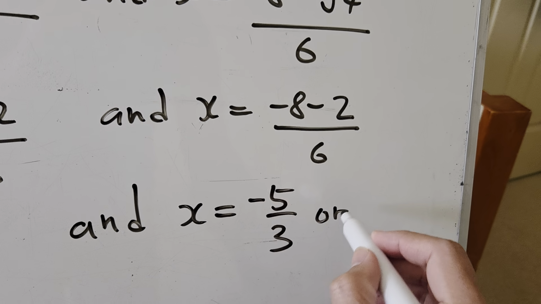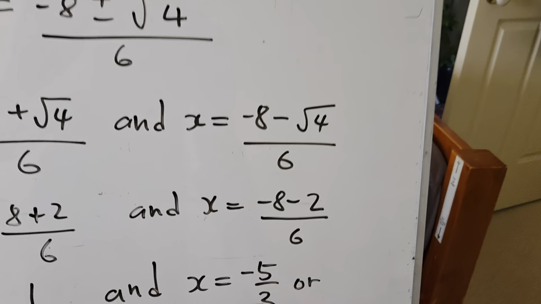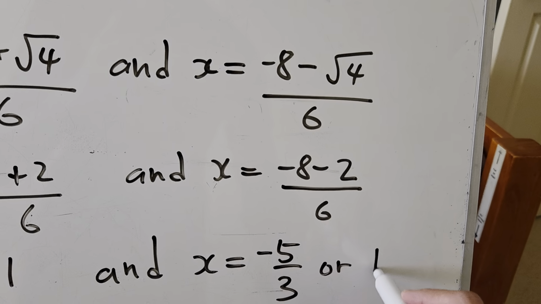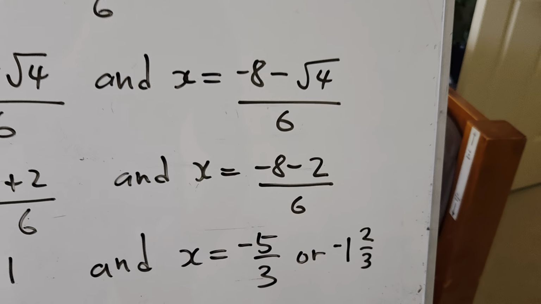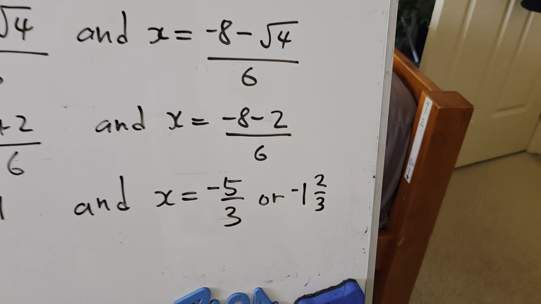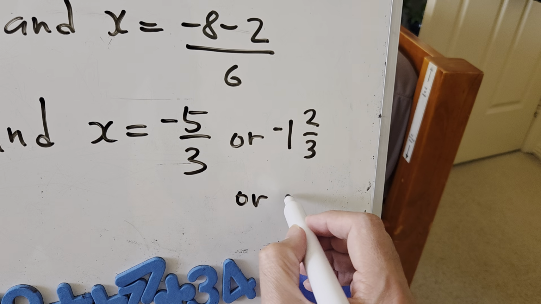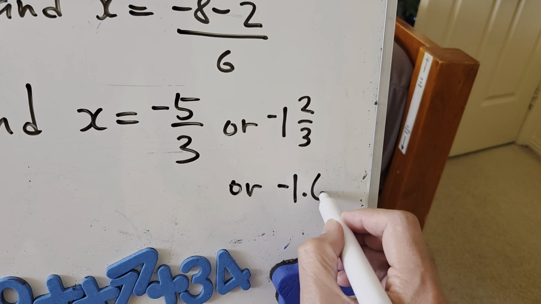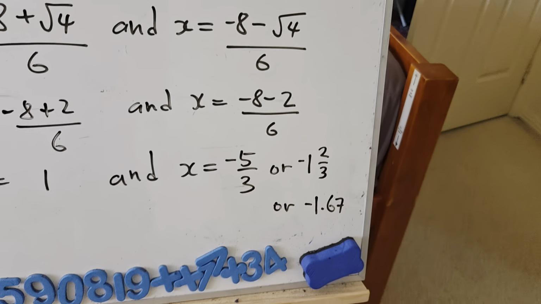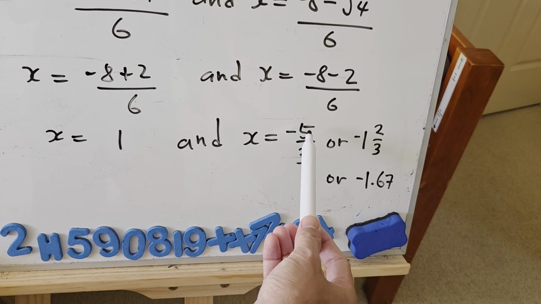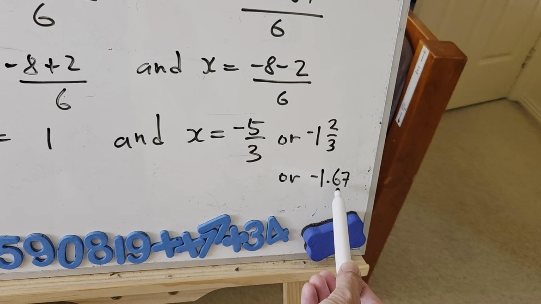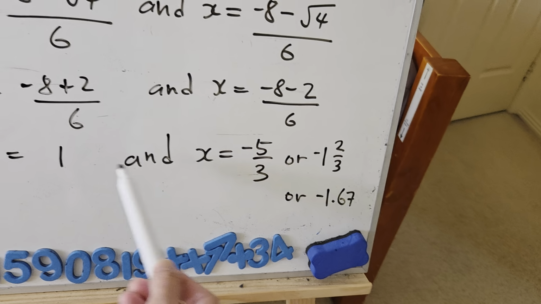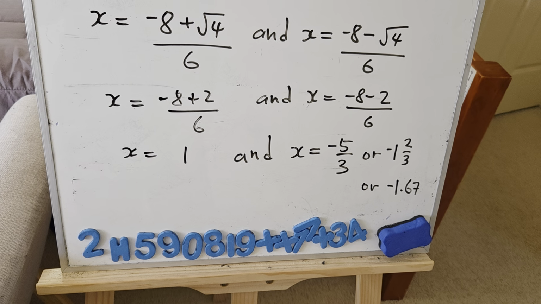Or you can write the mixed number, negative 1 and 2/3, or you could write negative 1.67. So for the second x value, you can write either the improper fraction, the mixed number, or the decimal equivalent rounded off to 2 decimal places, and the first x value is equal to 1.